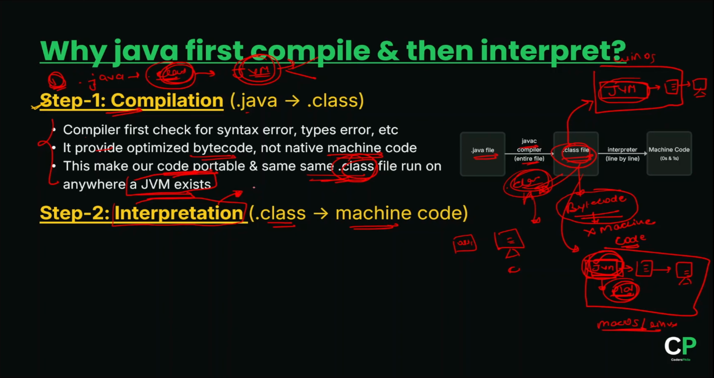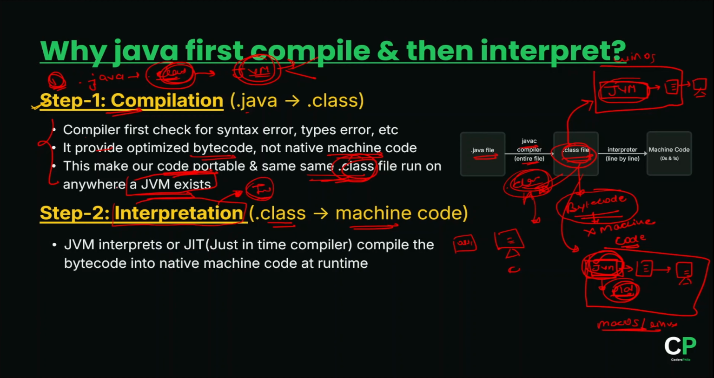So it is done with the help of the interpretation. And who done it? JVM does it. So what does happen? The JVM interprets, or a just-in-time compiler compiles the bytecode into the native machine code at runtime. So now here is our .class file. It is our bytecode. So what happened here? The JVM takes this file, interprets it to the machine code line by line, and executes it.